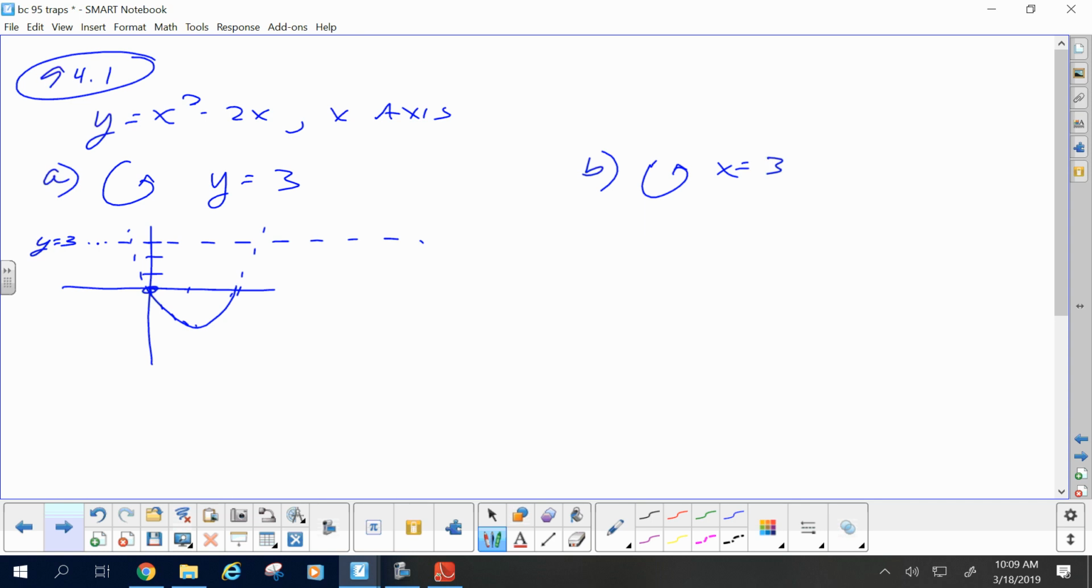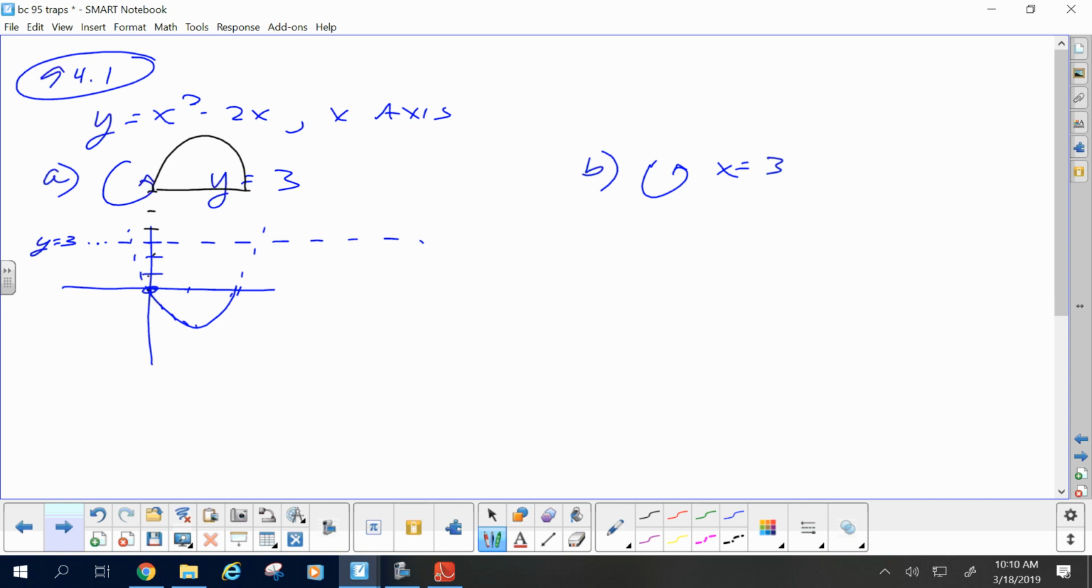And so if the region is 1, 2, 3 units from the mirror on this side, then it'll be 1, 2, 3 units from the mirror on this side. Okay? All right.